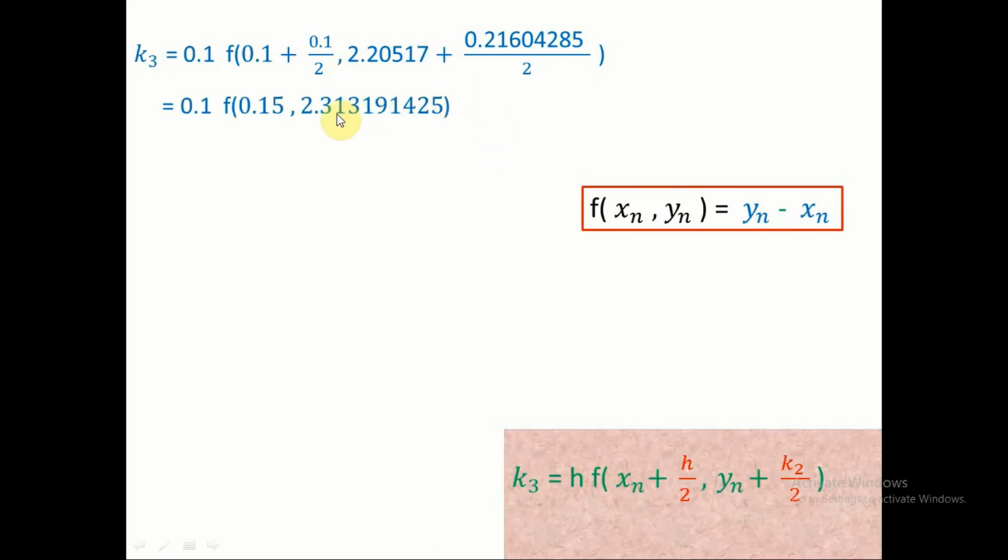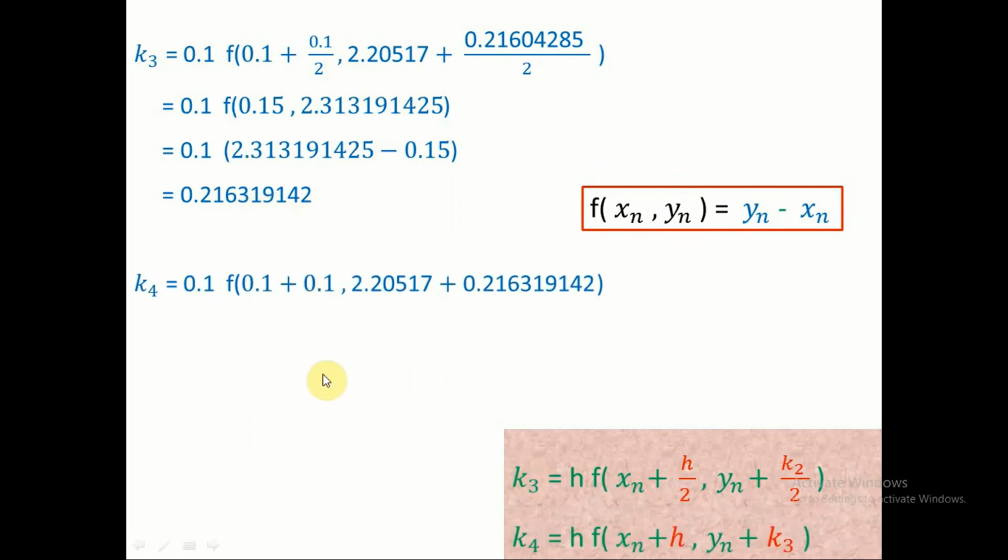That is equal to 0.1 into f of 0.15, comma 2.313191425. Substituting x n equal to 0.15 and y n equal to 2.313191425 in this equation, f of x n, y n equal to y n minus x n, we get 0.1 into 2.313191425 minus 0.15. That is equal to 0.216319142. Now let us find the value of k4.